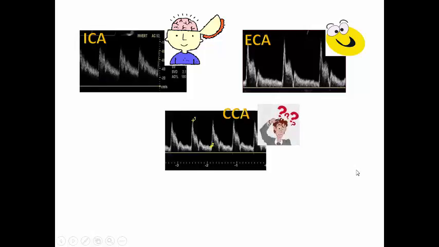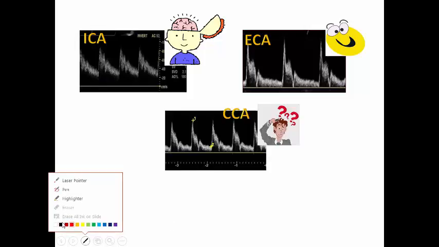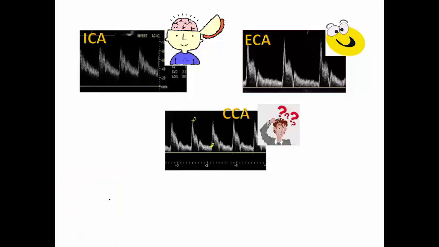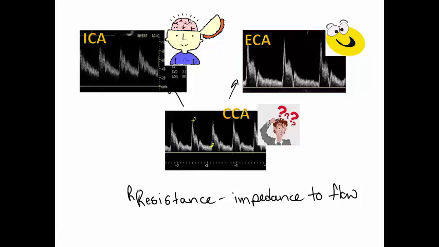Okay, now let's bring your eyes to the CCA, or the common carotid artery. So the CCA feeds both the ICA and the ECA. And remember that resistance is impedance to flow. So the CCA feeds the ICA and the ECA. So the CCA waveform ends up being a combination of the internal and external carotid artery. So let's just have a closer look at this.